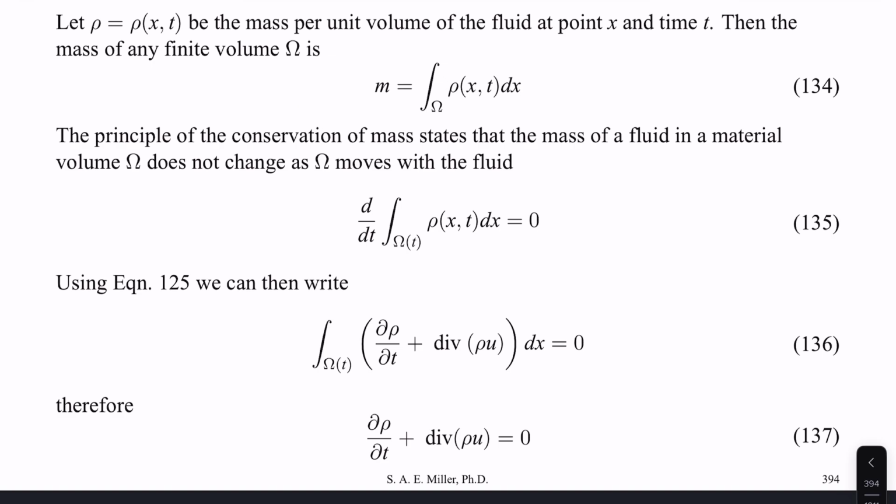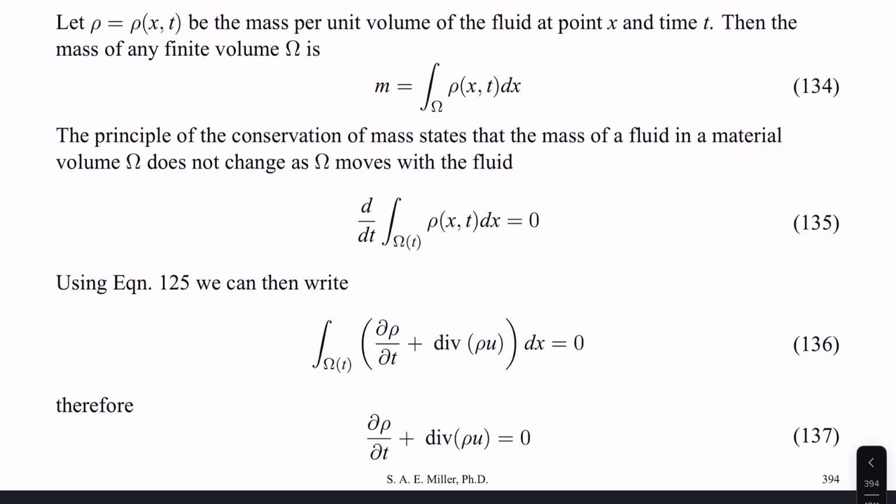If we let rho be the density, or mass per unit volume, of the fluid at any point x in time t, then the mass of the finite volume Omega could be written this way: if we integrate the density over the volume dx, we can recover the mass m. This conservation of mass states that the mass of a fluid of material volume Omega does not change as Omega moves through the fluid. And we can write 135: the ordinary derivative of the volumetric integral of rho of x, t will be 0.